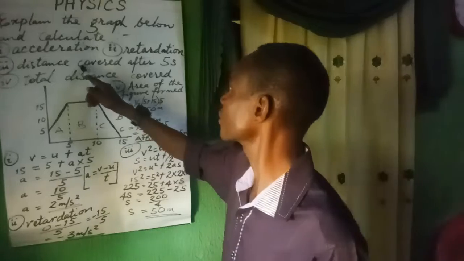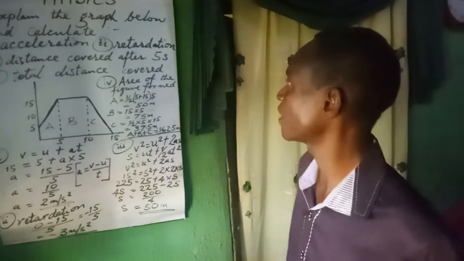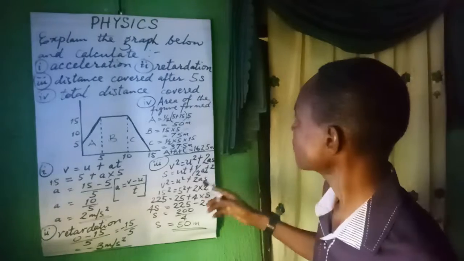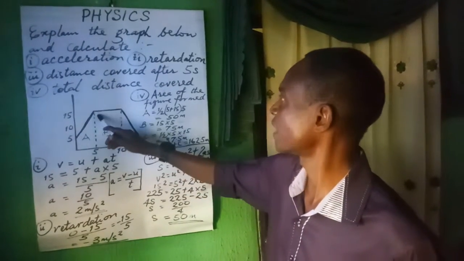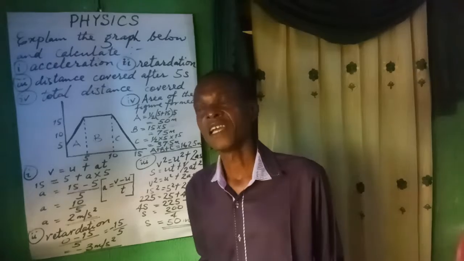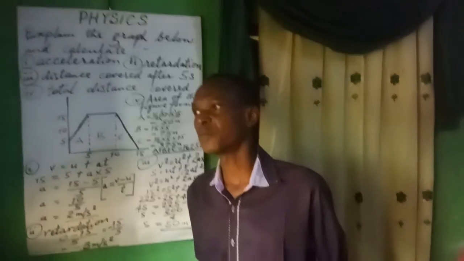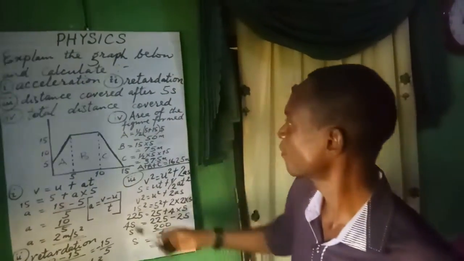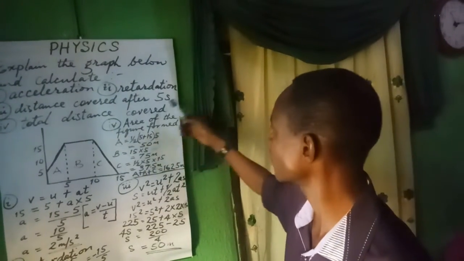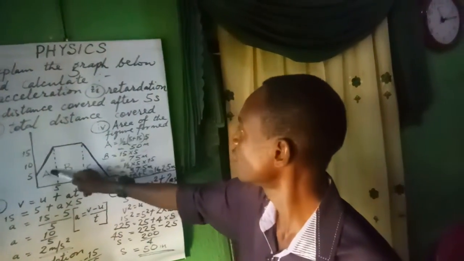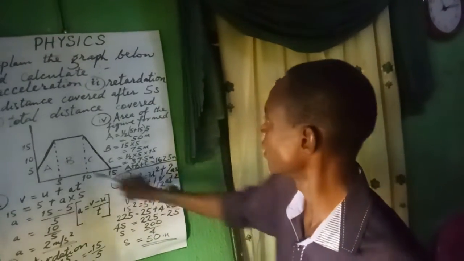Question 3 says, calculate the distance covered after 5 seconds. Like I told you, the shape that has been formed is what we use. We calculate the area, and when we calculate the area of the shape formed, it gives us the distance covered. So for this case, distance covered after 5 seconds, we can forgo. If you use the calculation here, you'll be able to find it.